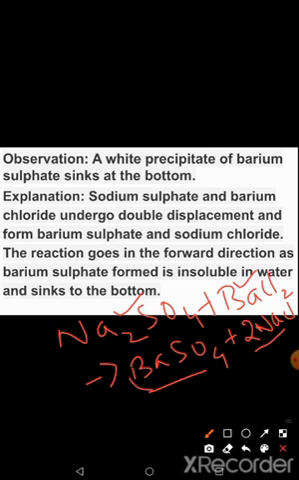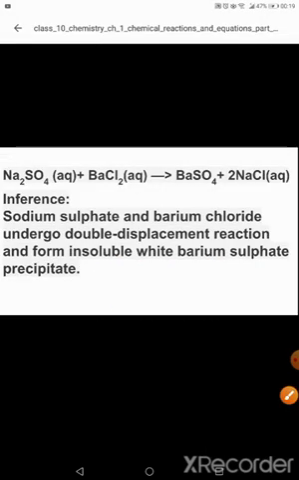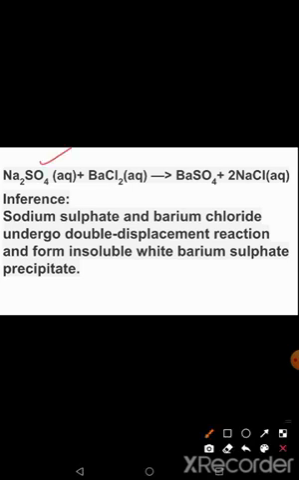This barium sulfate is insoluble in water and settles down as a precipitate. Precipitate means which will not get dissolved in water. So whenever a precipitate is formed, you can call it a precipitate reaction even. Understood? So now this is the equation form for the same. Sodium sulfate reacts with barium chloride to give you barium sulfate and sodium chloride. This barium sulfate will be in the form of a precipitate.